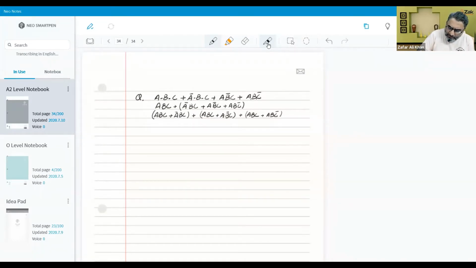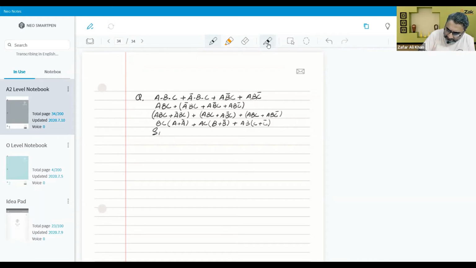अब हम इसको ट्रांसफॉर्म कर लेते हैं. हम इसमें से, लेट्स से, कॉमन निकाल लेते हैं. B and C into A plus A naught, प्लस इसमें से हम निकाल लेते हैं AC into B plus B naught, and then plus AB into C plus C naught.